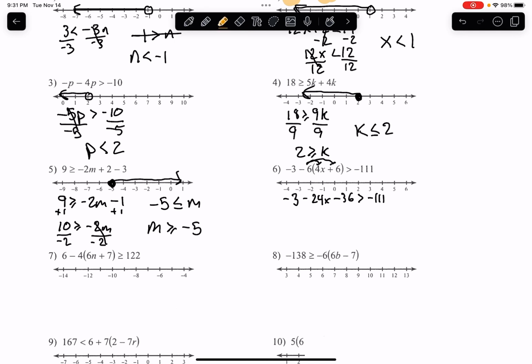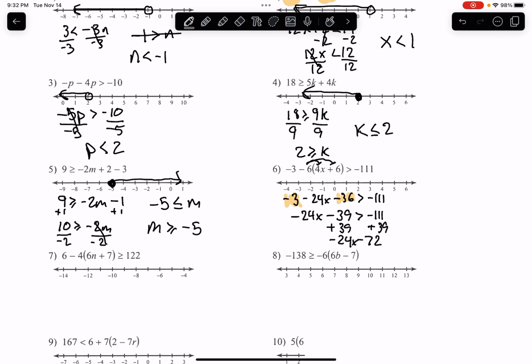So we have our like terms, -3 and -36, so I'm just going to combine those up. Get -24x, and -3 minus 36 is a -39, greater than -111, plus 39, plus 39, and -111 plus 39 is -72.